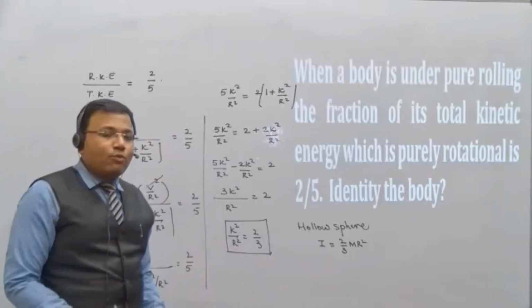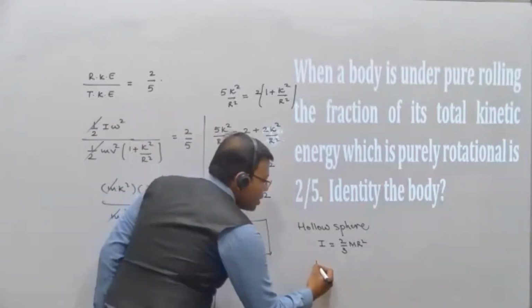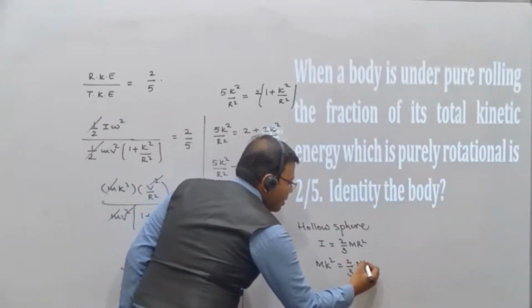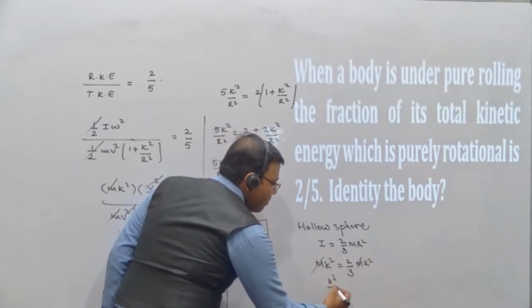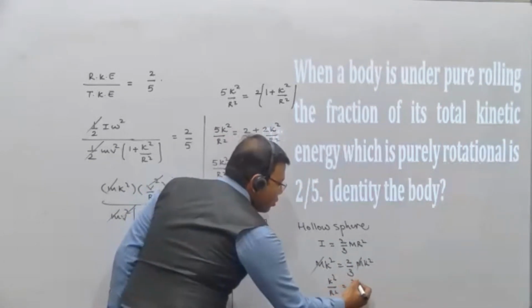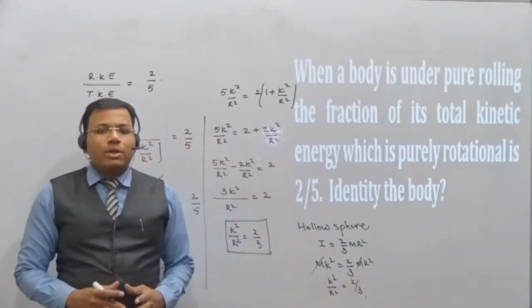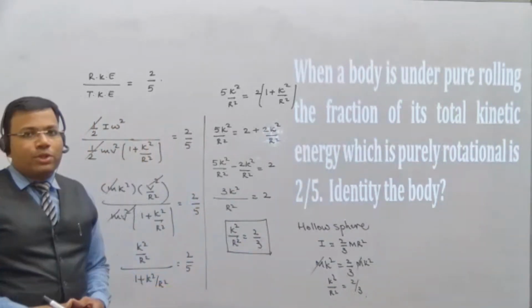But if you ask me for proof of how you are identifying that, we will go one step further. So this can be written as mk square, that is 2 by 3 mr square. So this m gets cancelled. So what is the value of k square by r square? It is 2 by 3. So for a hollow sphere, the value of k square by r square is 2 by 3. I hope you have understood the question along with the solution.